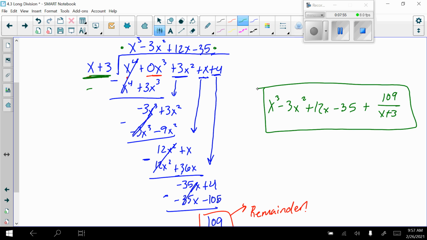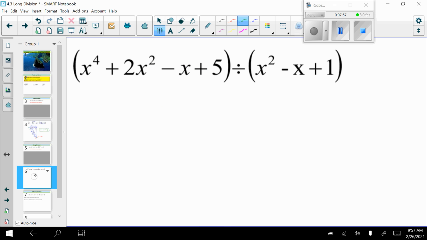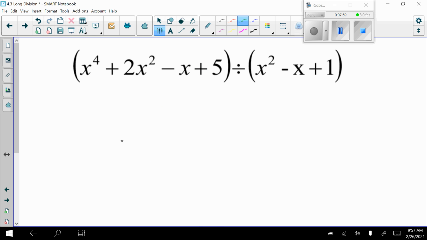So let's do one more example, and that'll wrap up this video. One more long division problem. So again, I'm dividing by x squared minus x plus 1, so I'm going to write that first. X squared minus x plus 1. And then I'm going to write the dividend, the thing that I'm dividing into.